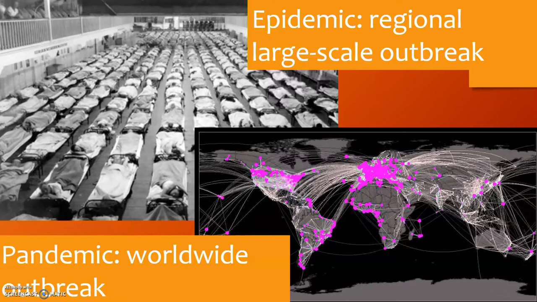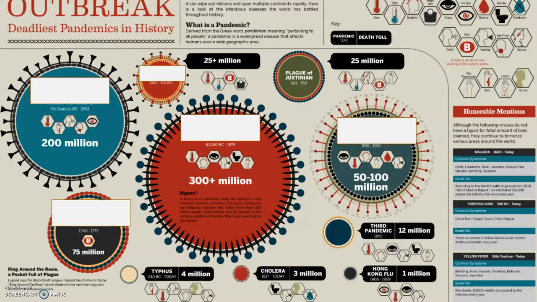We can have an epidemic, which is a regional large-scale outbreak. This first happened in China, it was an epidemic, but a worldwide outbreak is a pandemic, which unfortunately we are all too familiar with right now.